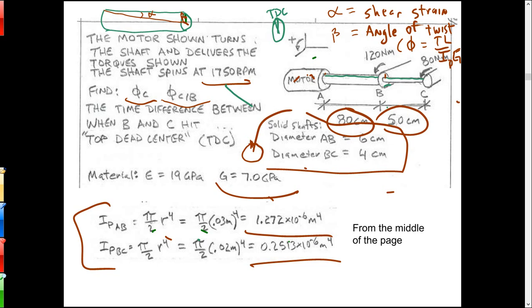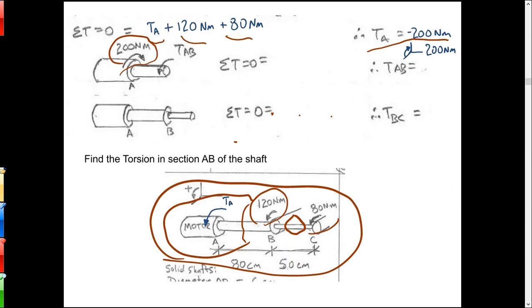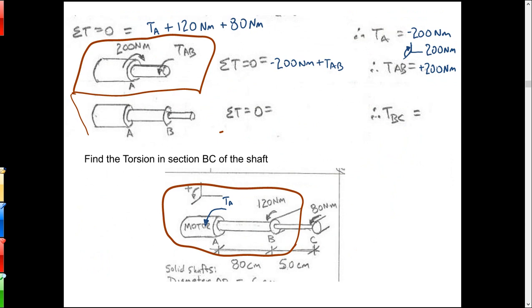So what you want to do is find the internal torsion. And there are two ways to do that. One way is a more formal way. What you do then is find the reactive torsion, which is usually at your reference point, which is A. Okay? So what I'm doing there is I'm going T_A plus 120 plus 80. Those are the applied torsions, equals zero.